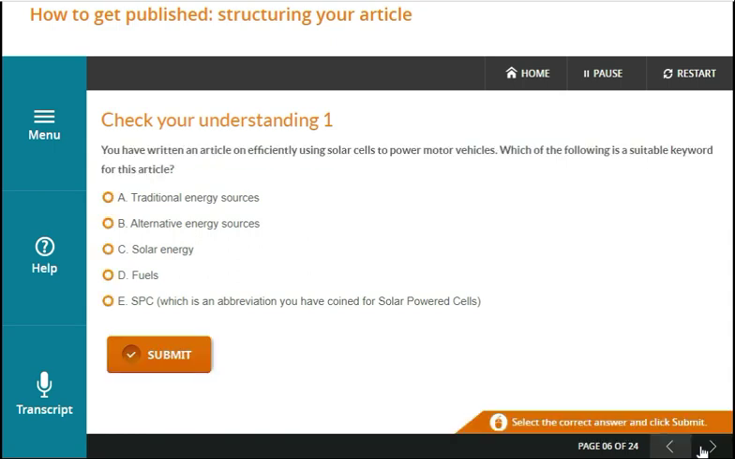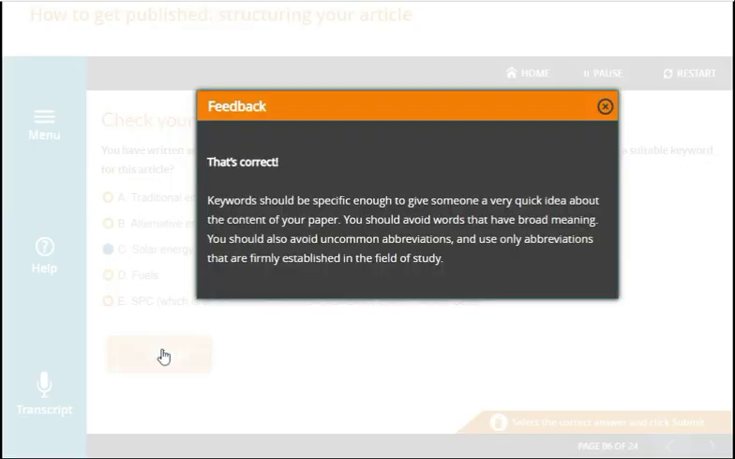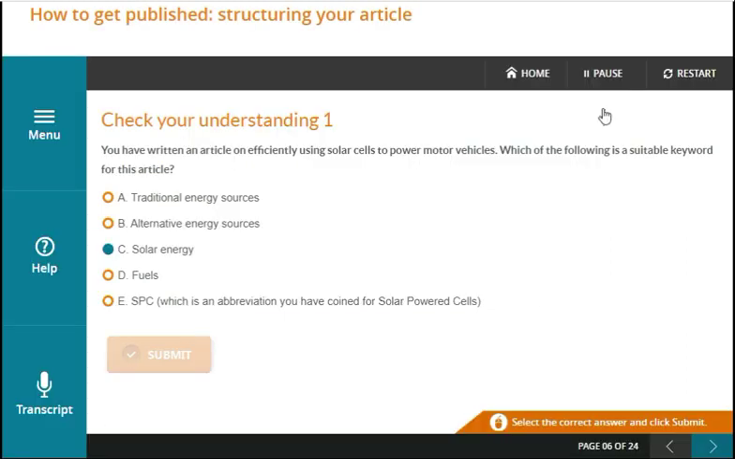You have written an article on efficiently using solar cells to power motor vehicles. Which of the following is a suitable keyword for this article? That's correct. Keywords should be specific enough to give someone a very quick idea about the content of your paper. You should avoid words that have broad meaning.